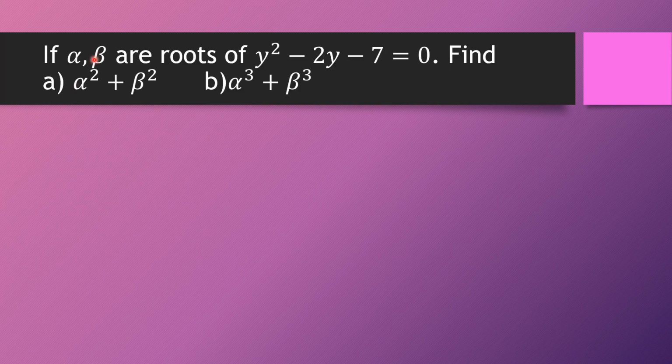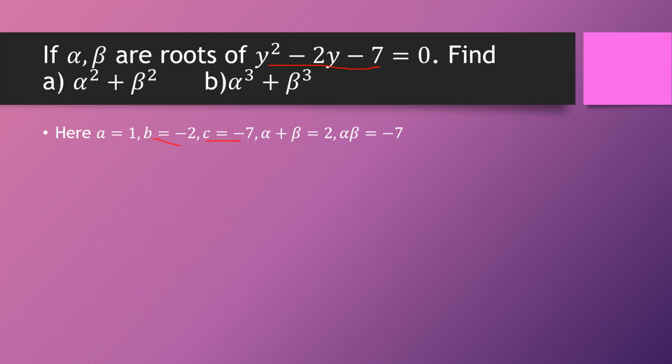You will solve in polynomials also. If alpha beta are roots of this equation, find alpha square plus beta square and alpha cube plus beta cube. Now there are two ways to solve. One way is, if you are able to factorize it, you can factorize it and find alpha beta, or else try to write what is alpha plus beta and what is alpha beta for this equation. So see here, a is 1, b is minus 2, c is minus 7.